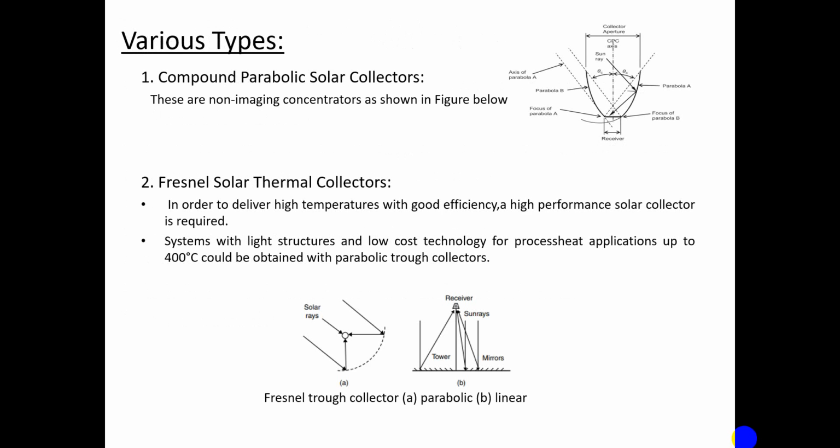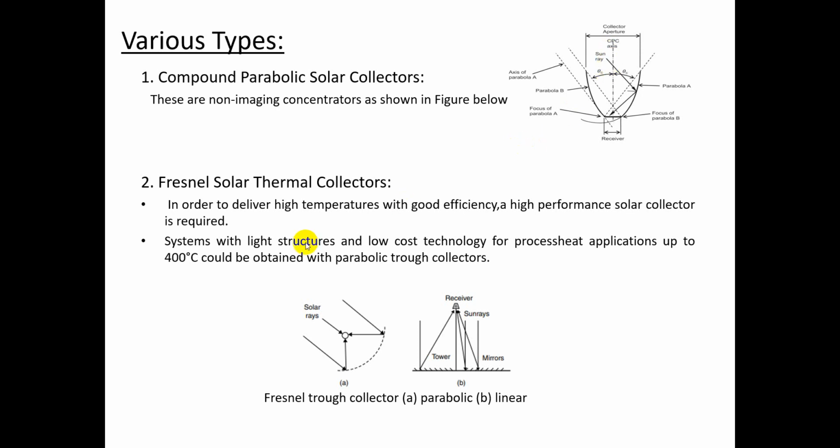Among the various types, the first one is the compound parabolic solar collector. If you look at the figure, the axis of the parabola is the dotted line here, and the sun ray falling here hits the surface and is reflected in this direction. This is parabola A, parabola B, the focus of parabola A, and the focus of parabola B. The angle here we call theta C. So the CPC is nothing but the collector aperture.